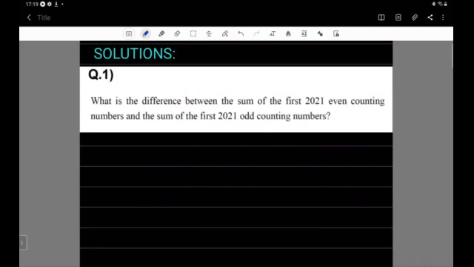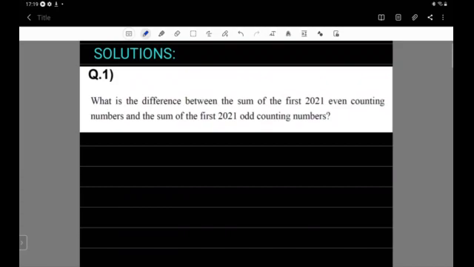The very first problem says, what is the difference between the sum of the first 2021 even counting numbers and the sum of the first 2021 odd counting numbers? Honestly, tell me, how many of you misread the question and thought that there are 2021 natural numbers, out of which we have to count even and odd separately and then subtract them? 50% of the students told me that they made this mistake.